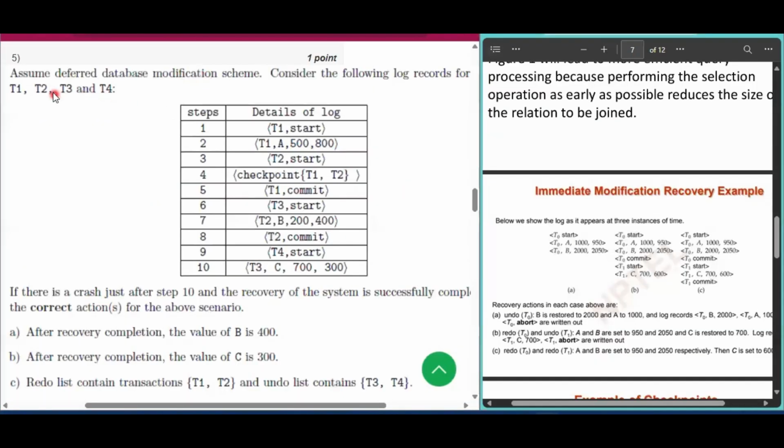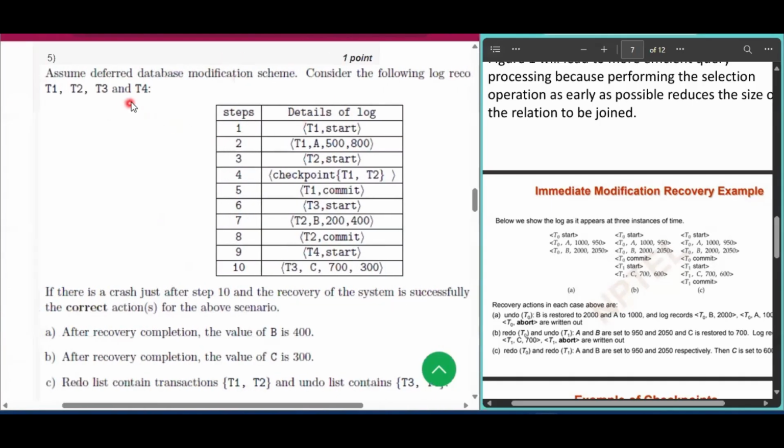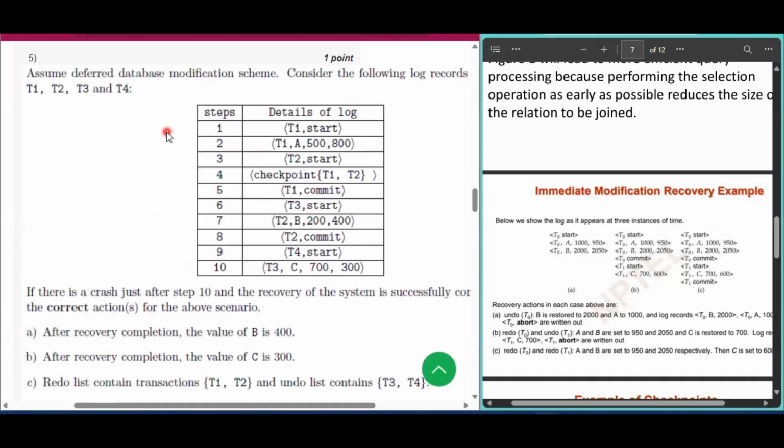Now coming to question number 5, assume deferred database modification scheme. Consider the following log records for transactions T1, T2, T3 and T4. This type of question we already did in question number 2. Now what happens in this case? We have to remember two things: if a transaction is started and also committed, then we have to do a redo operation, and if a transaction is started but still not ended, then we have to do an undo operation. Now see here, T1 is started, right? And T1 is also committed here.